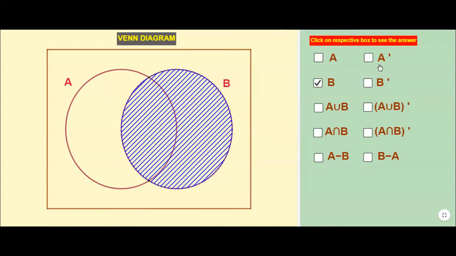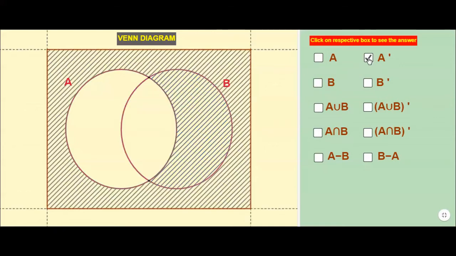What is A dash? A dash is the complement of a set A. A complement is the set of elements which does not include the elements of the set A. So when I click on A dash, I must get a shaded portion which excludes the circle representing the set A. So let us click. As you can see, I get a shaded portion which is excluding the circle representing the set A. This is the Venn diagram which represents the complement of the set, A dash.